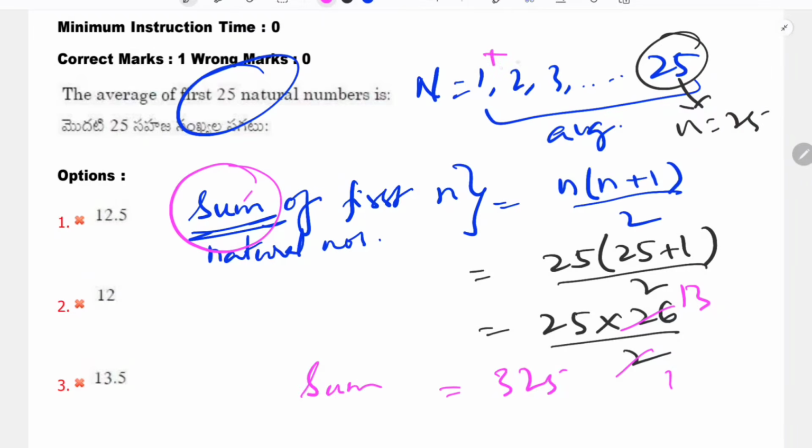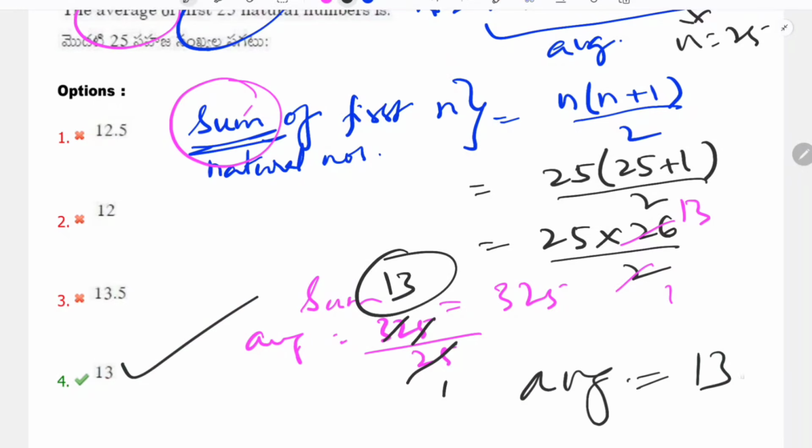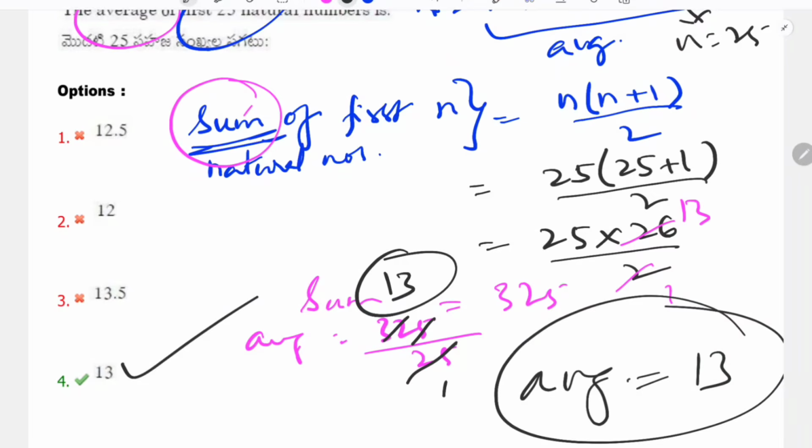This is the sum, not the average. That means addition of 1 plus 2 plus 3 plus up to 25 is 325. We need the average. Average means how many numbers are there? So average is nothing but sum, that is total, divided by count. So what is the total? 325. What is the count? 25. So now easily you can do, 25 ones are 25, remaining 75, so 25 3s are 75. So 13. Average is 13. Clear?